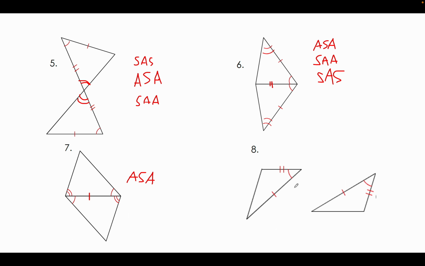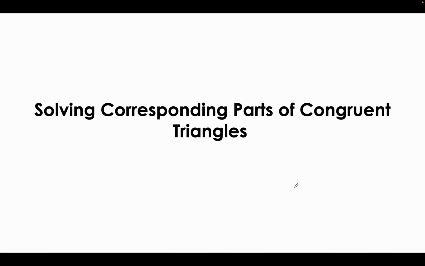SAS. Okay? That's it. So, before we proceed to our next topic, Module 5. Module 4 pa lang yun. Module 5, solving corresponding parts of congruent triangles. Dito parang mas bloody ng konti, because we need to solve for the unknown measure or measures of parts of a triangle, either angle or side.